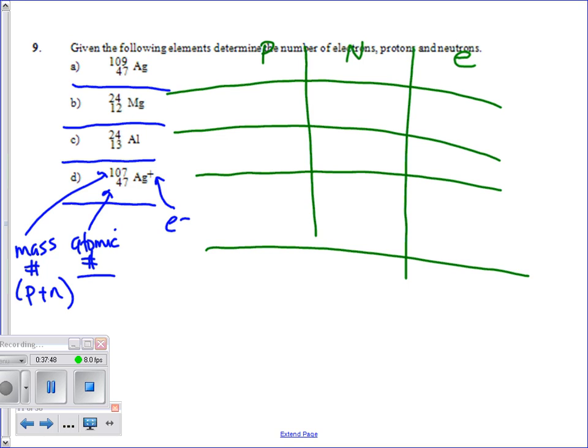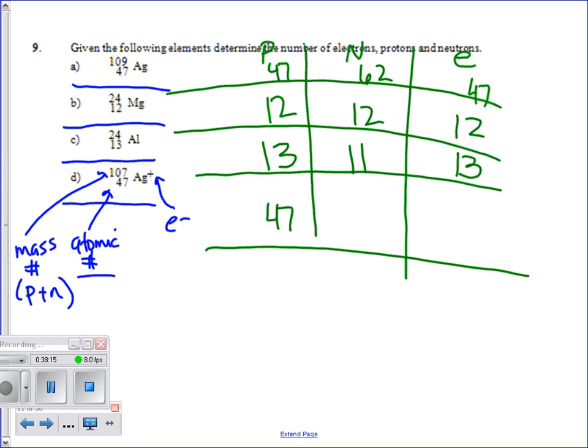All right. How many protons in the first one? 47. Neutrons? 62. And electrons? 47. There's no charge, so protons and electrons have to be the same. Magnesium? 12. 12. 12. Aluminum? 13. 47. 60. We need one more proton than electron, so 46. We do not change the proton number. It changes the identity of the species.